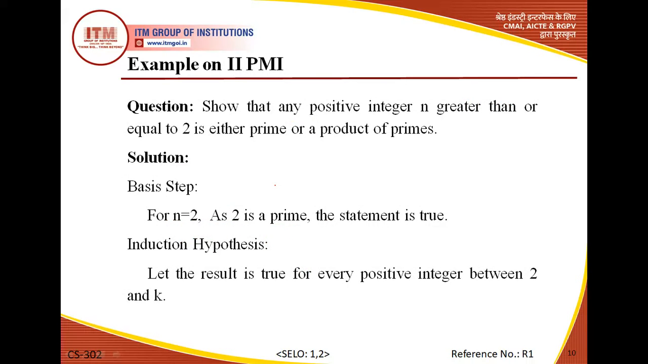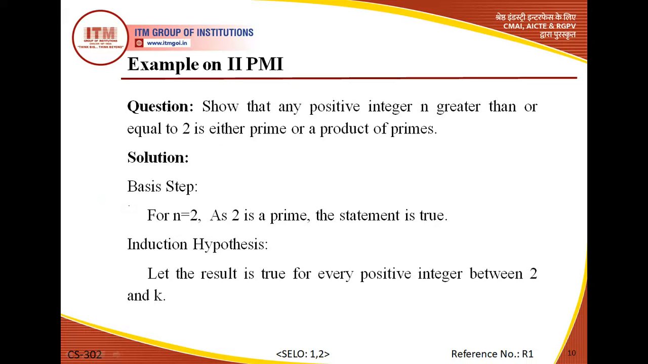Now let's see an example, and that will be more clear by this particular example. The question says, show that any positive integer n greater than or equal to 2 is either prime or a product of primes. So basically what's happening here is that the number from which you have to start is 2. You're not starting from 1. Hence, we are not using the first principle of mathematical induction. We are using the second one. The result is that every integer that you pick can be written as a prime or as a product of primes.